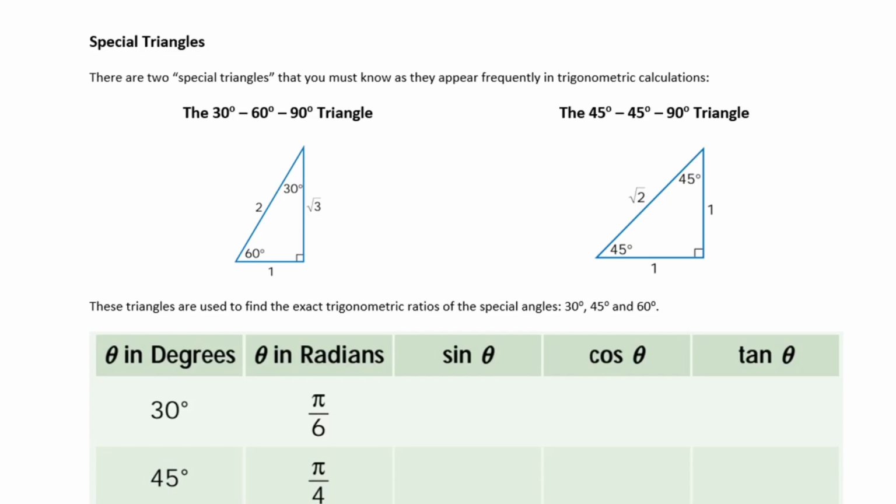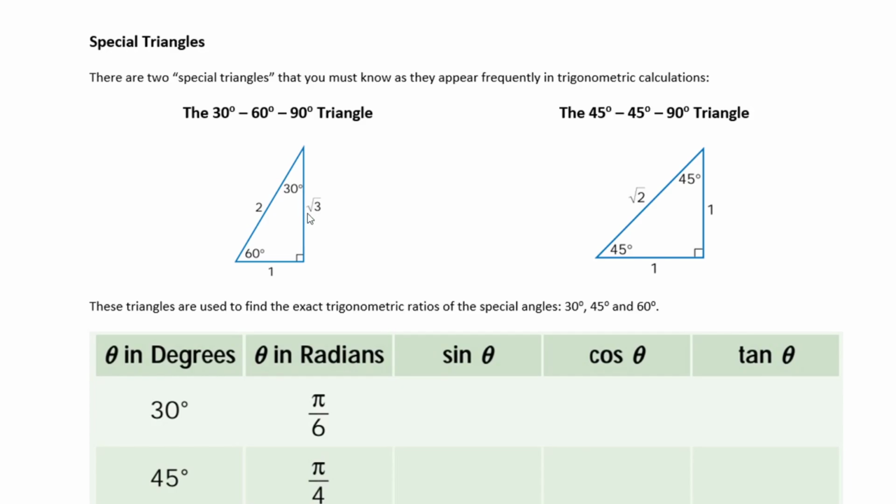In this review, we're going to look at special angles as they appear in special triangles and the unit circle. We'll start with special triangles. There are two special triangles that you must remember, and they are the 30, 60, 90 triangle. As you can see here, 60 degrees in this angle, 30 degrees here, and 90 degrees. And the measurements are 1, root 3, and 2.